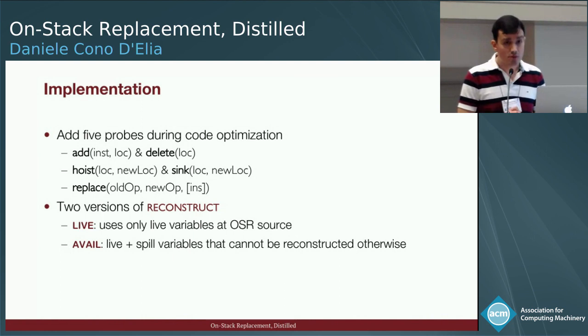We came up with two versions of the reconstruct algorithm. One version, which we call live, uses only the live state for building the compensation code. And then we made another version, avail, which also uses other variables that you have already computed but that become dead in the meantime. If you spill them, you can use them in reconstruct.